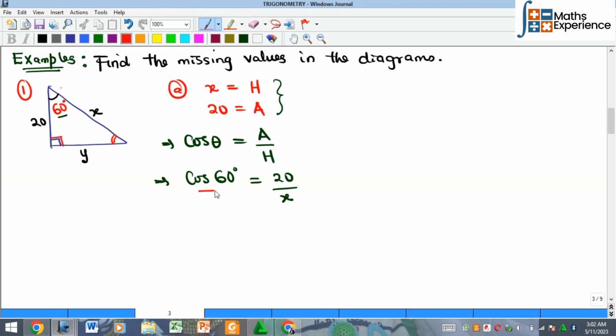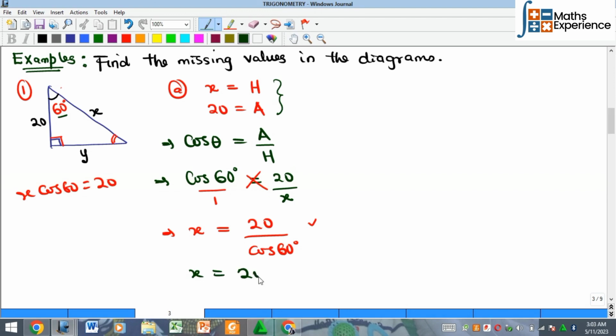So all I need to do now, remember this is over 1, so I can cross multiply this way. And so I will have that x is equal to 20 all over the cos of 60. Remember that if you cross multiply, you get x cos 60 equal to 20. So you divide both sides by cos 60, and that will give you this. So from here, my x will be 20 all over the cos of 60. You can use your calculator or four-figure table to find the value, and cos 60 is going to give us 0.5.